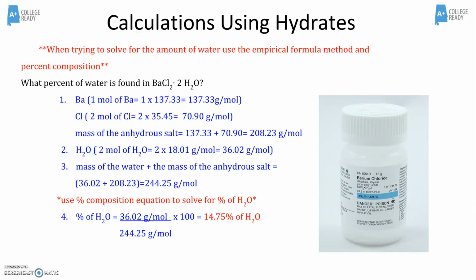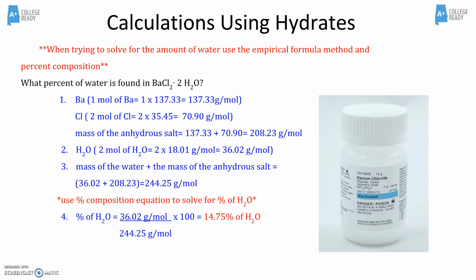Chlorine. I take the subscript of 2, that means there are 2 moles of chlorine, and I have to multiply that by its molar mass from the periodic table, 35.45, to get 70.90 grams per 1 mole of chlorine. Now, I have to add those 2 values of my anhydrous salt together to get 208.23 grams in 1 mole of just the barium chloride side.